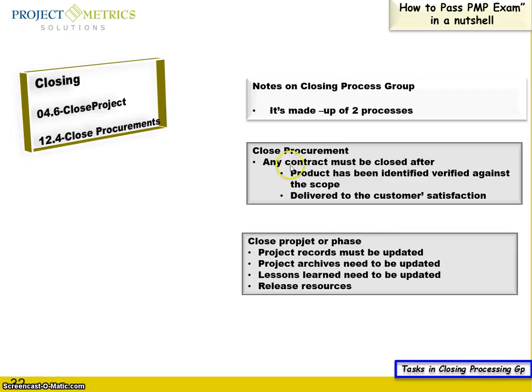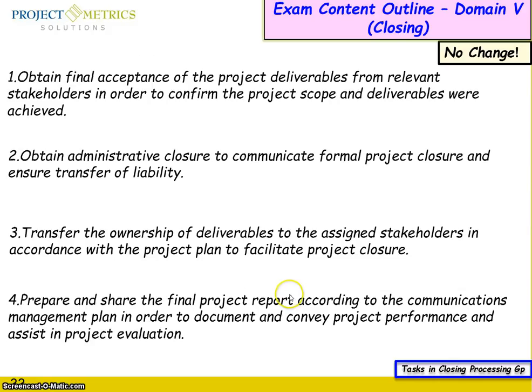When you close your project or phase, any contract must be closed after the product has been identified, verified against the scope, and delivered to the customer's satisfaction. In close project or phase, the project record must be updated, project archives need to be updated, lessons learned need to be updated, and then you release the resources. Then you look at the tasks. No change, nothing has been added.